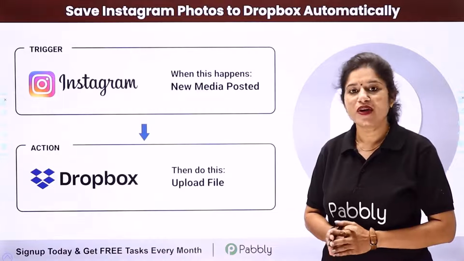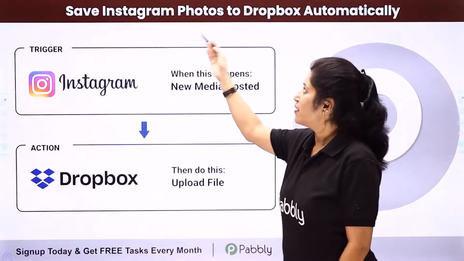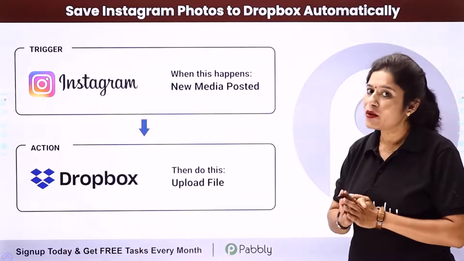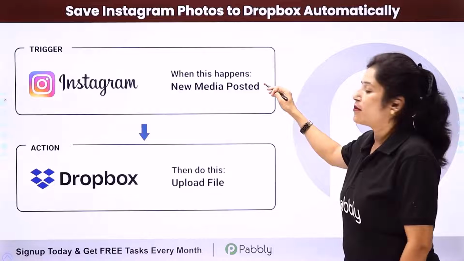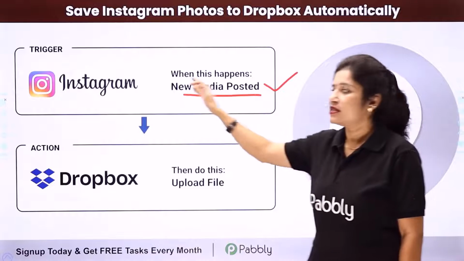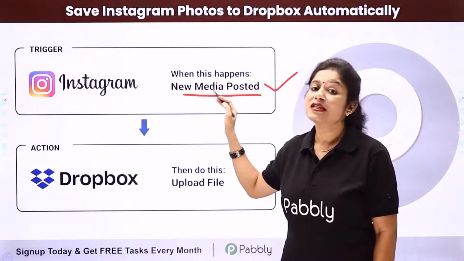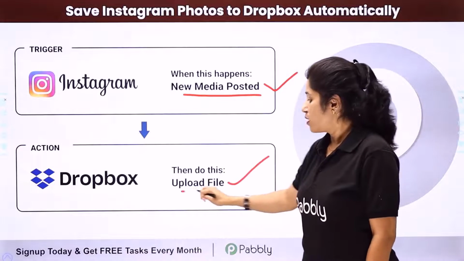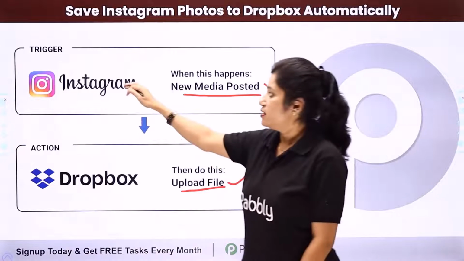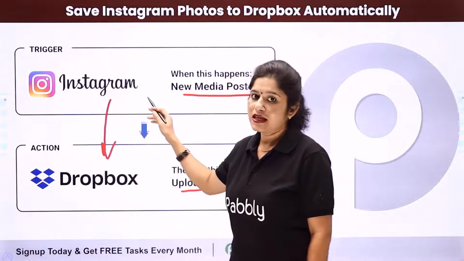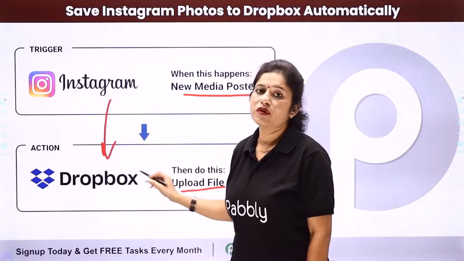In this video, we are going to learn how you can save Instagram photos to Dropbox automatically. So the idea here is that you are posting some photographs on your Instagram account. Now you want that whenever a new photograph is posted on your Instagram account, automatically the same photo should be saved as a new file to your Dropbox account. For that, you need to integrate your Instagram account with Dropbox. So here your trigger application would be Instagram and your action application would be Dropbox.